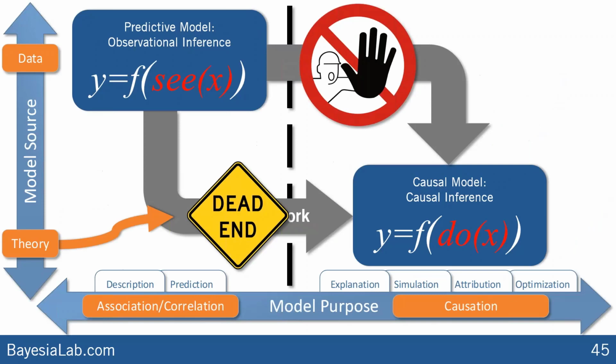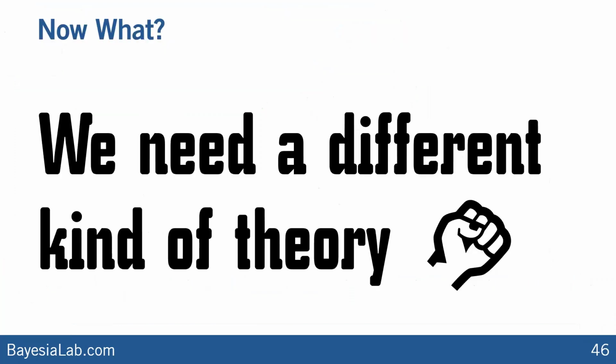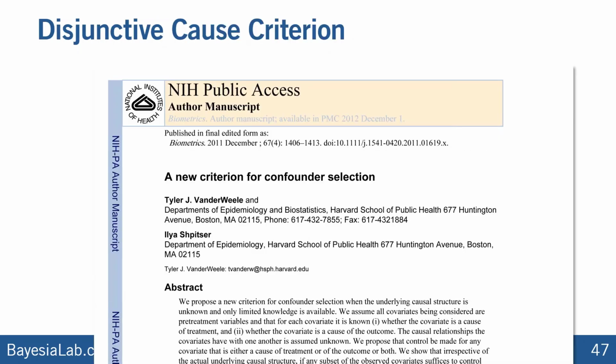So this path of providing a causal network from our theoretical knowledge, that won't work. So what do we do now? We need a different kind of theory. We need to do something revolutionary here because our traditional approach won't work. In fact, there is something that is revolutionary, and that is the discovery of the disjunctive cause criterion.